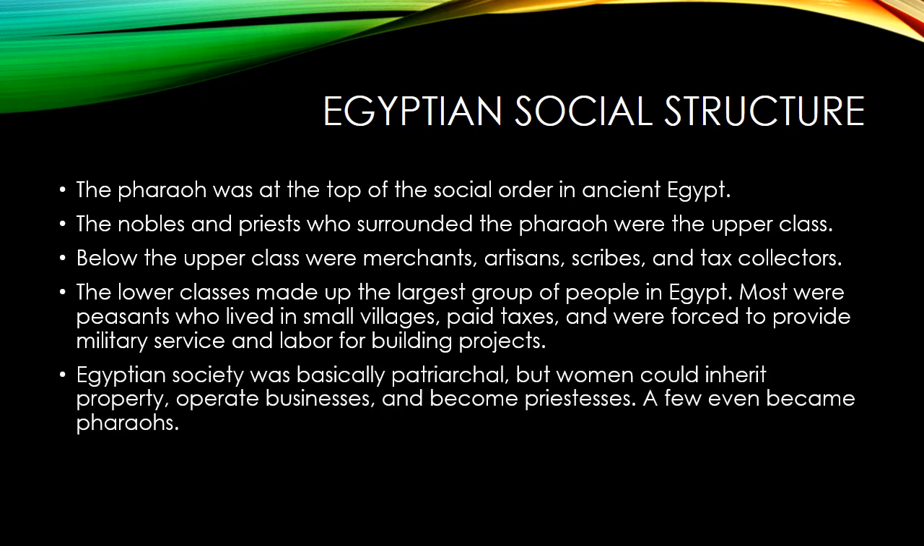Egyptian society was basically patriarchal, which means it was man-driven. But women could inherit property, they could operate businesses, and also become priestesses. A few even became pharaohs. It's funny, though, because the women who were pharaohs would actually wear false beards, mustaches, eyebrows and things to look more masculine, to show that they had control of their empire.